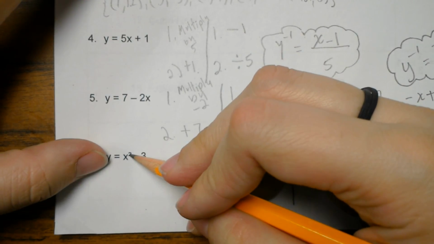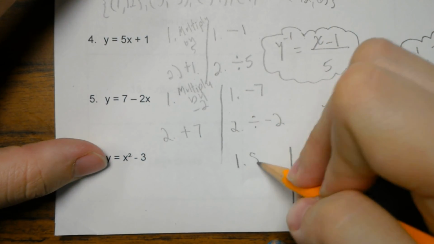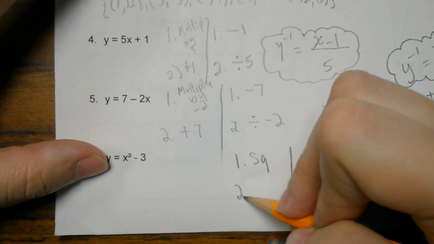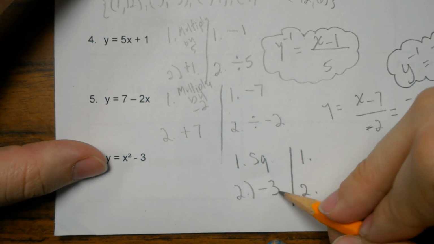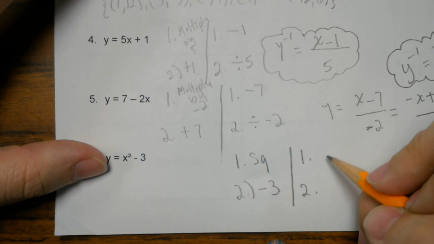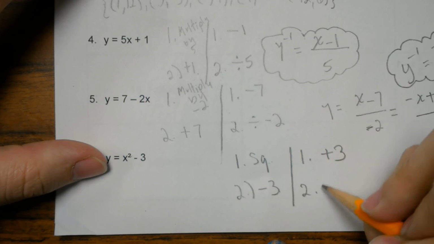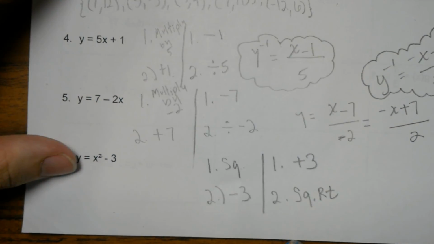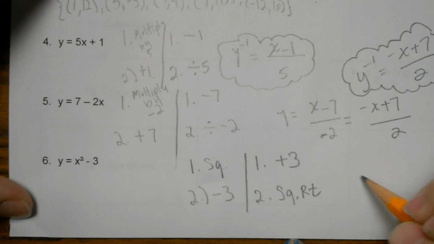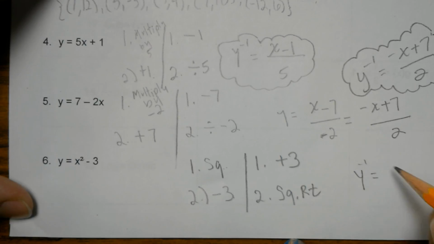the first thing I did looking at x was square it. Then I subtracted 3. So for my inverse, the opposite of subtraction is addition. The opposite of square is square root. So when I write my relation, it's the square root of x plus 3, and I need that plus and minus.